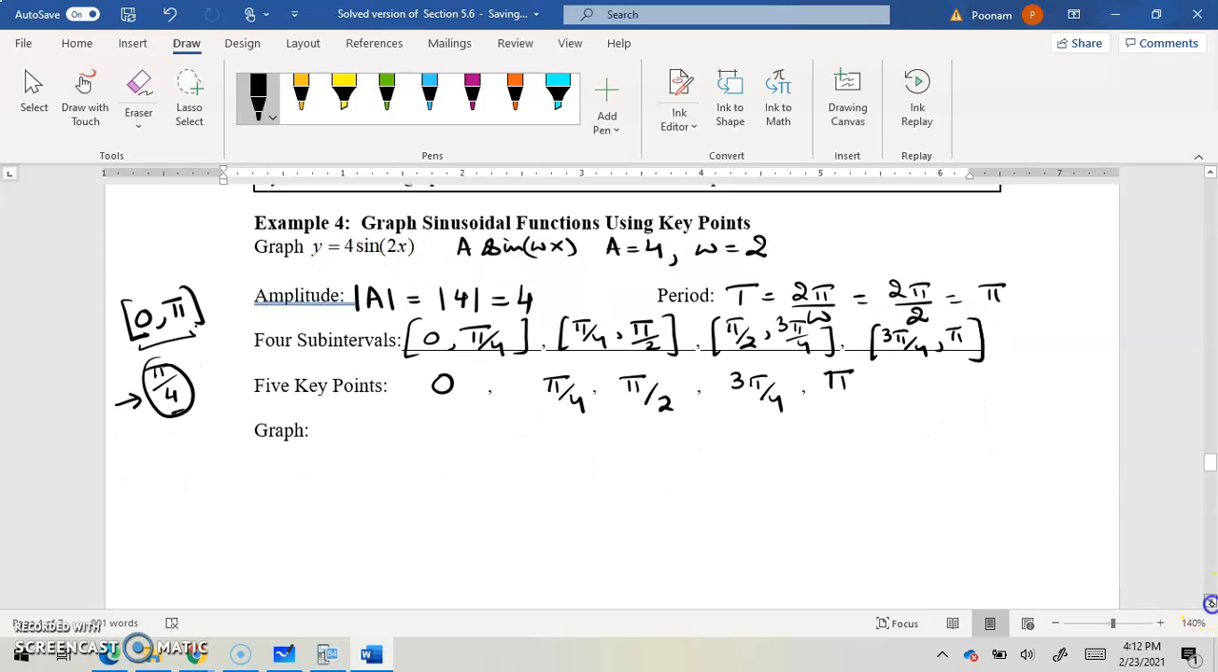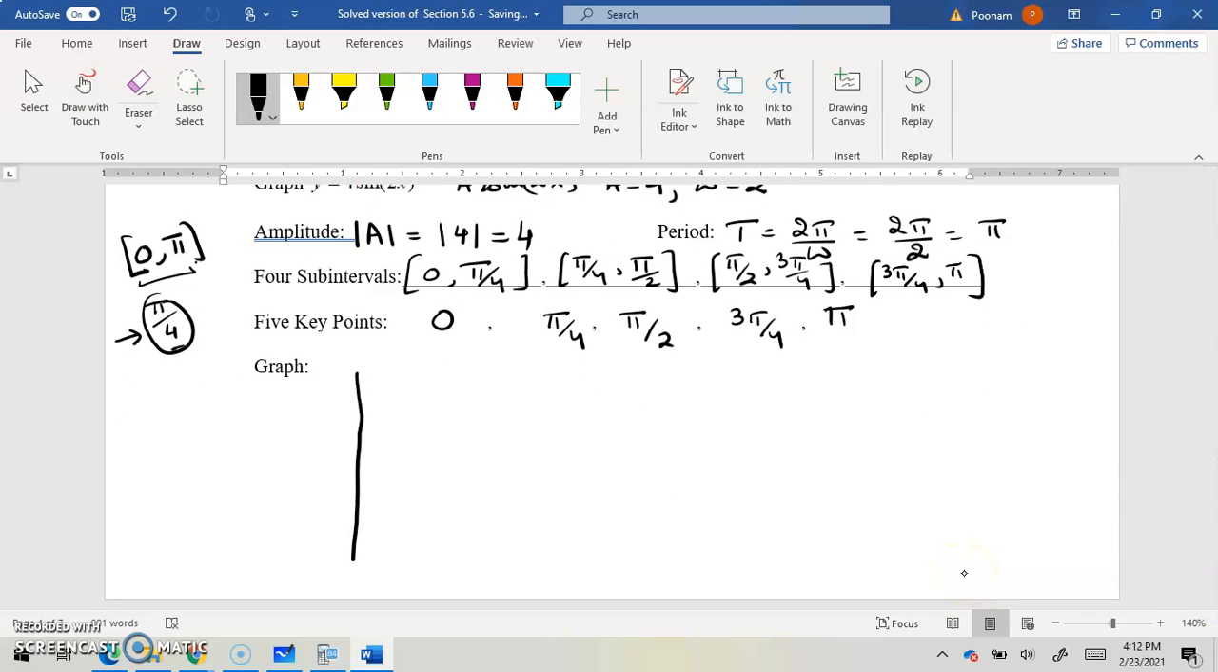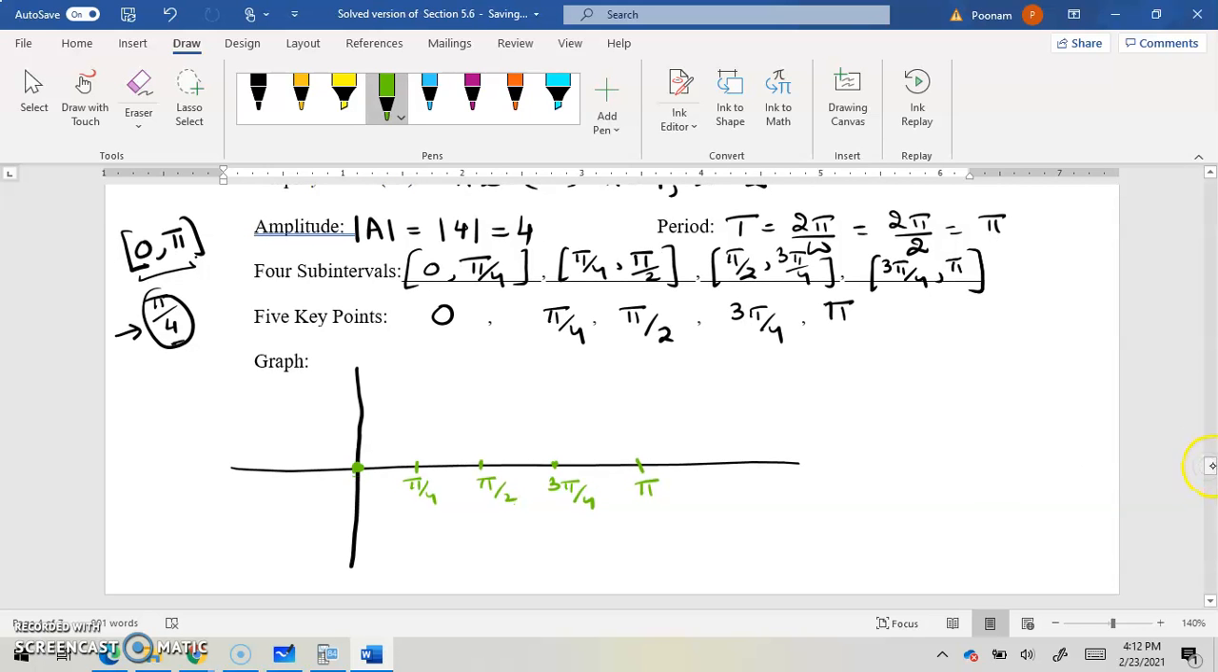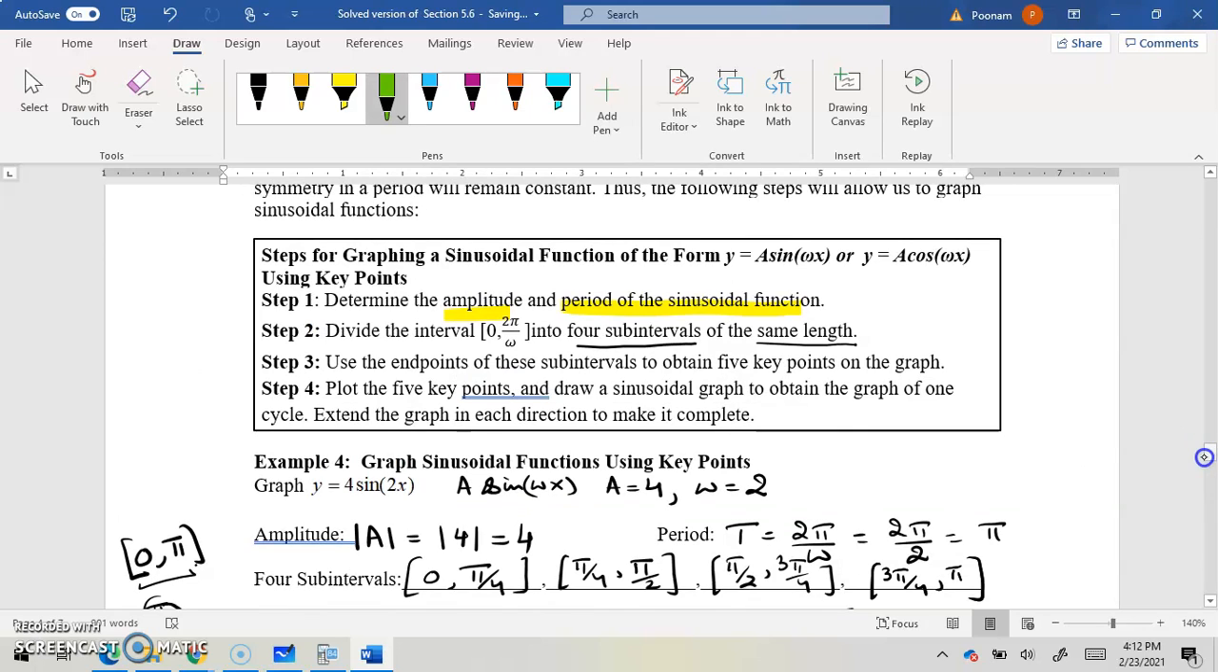So our graph: we start from 0, then we have pi by 4, then pi by 2, 3 pi by 4, and pi. These are the 5 key points. This function, what kind of function is this? This function is a sine function, and the amplitude is 4.